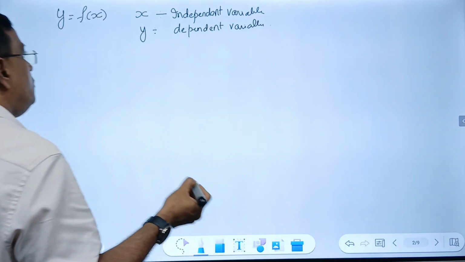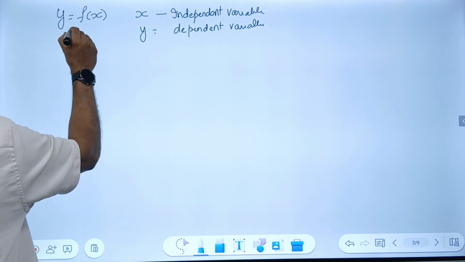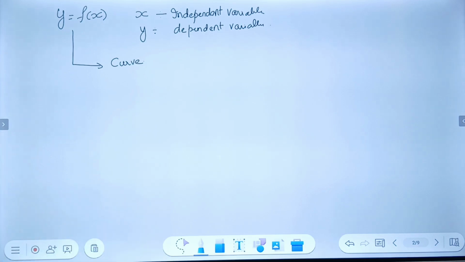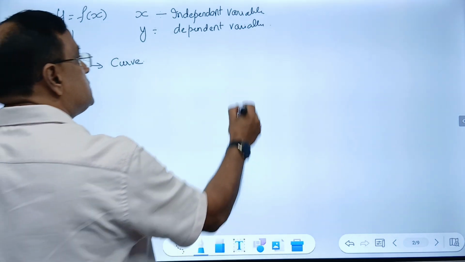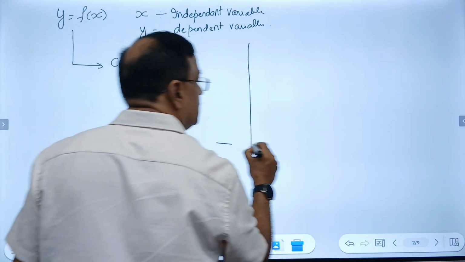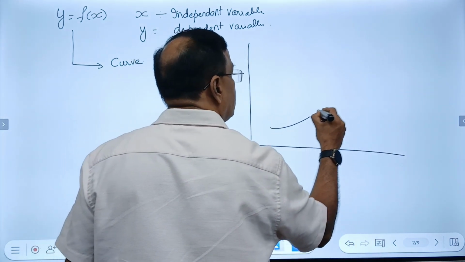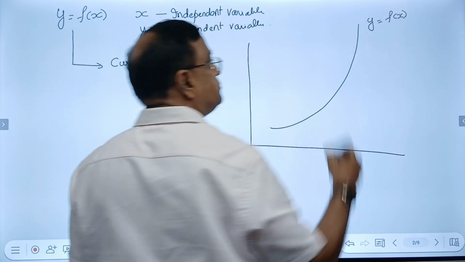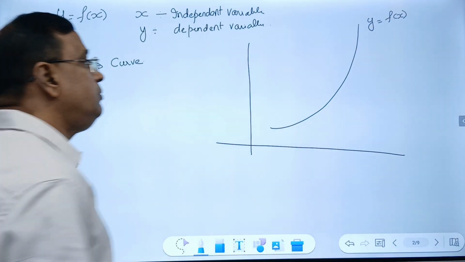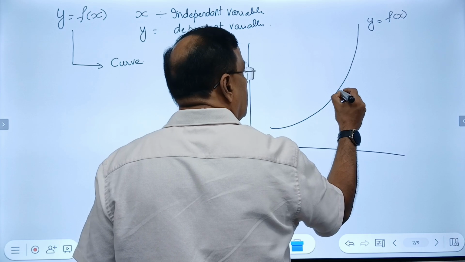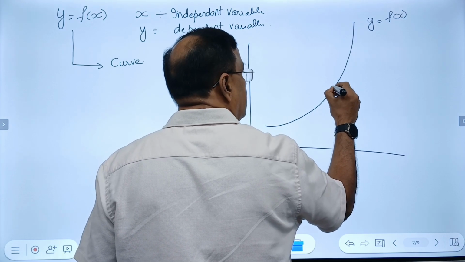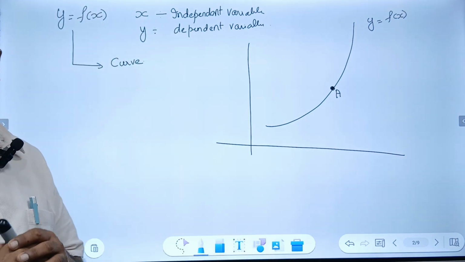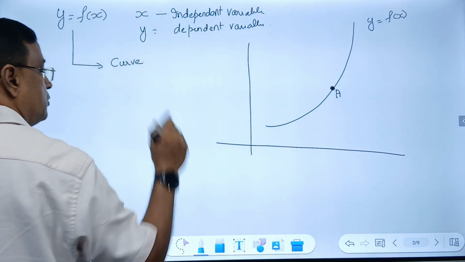But you also know every function graphically represents a curve. So let's draw a random curve. This is a curve y equal to f of x. Now what I do, I choose a point A where at this point I want to draw a tangent.